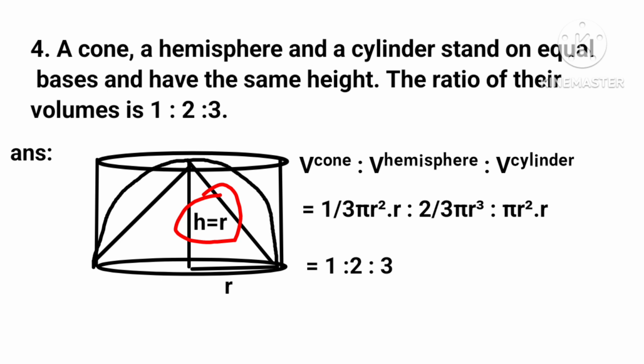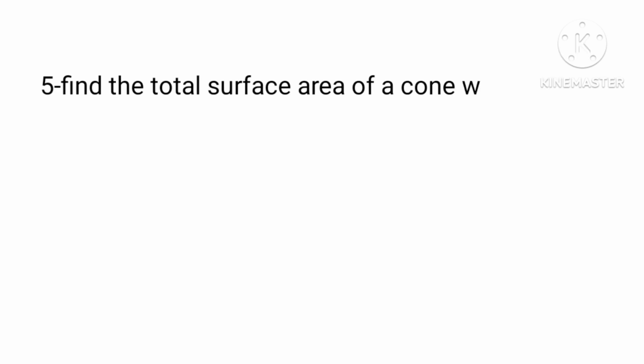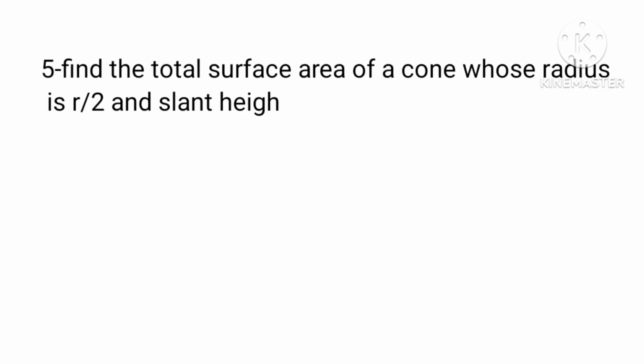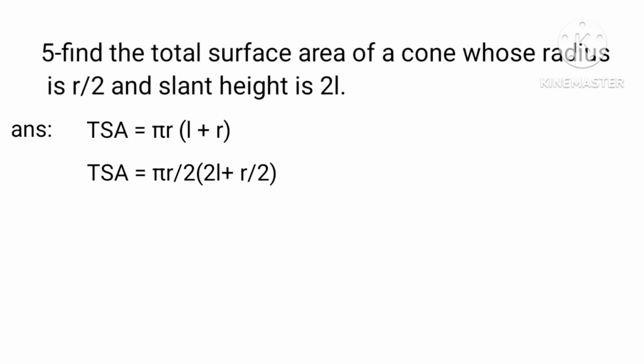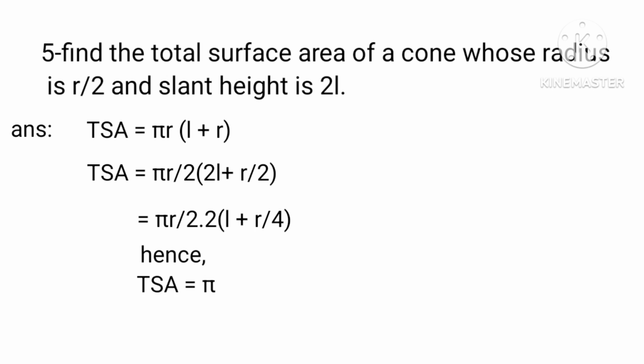Find the total surface area of a cone whose radius is r/2 and slant height is 2L. TSA = πr(L + r). Applying conditions, TSA = π(r/2)(2L + r/2) = π(r/2) × 2(L + r/4). Hence, TSA = πr(L + r/4).